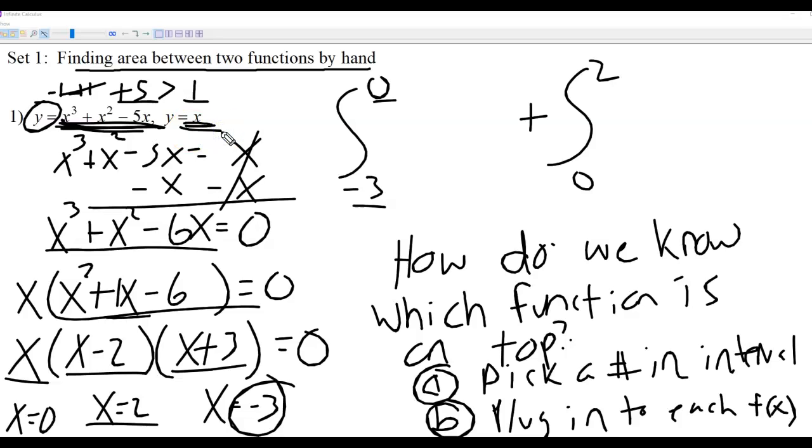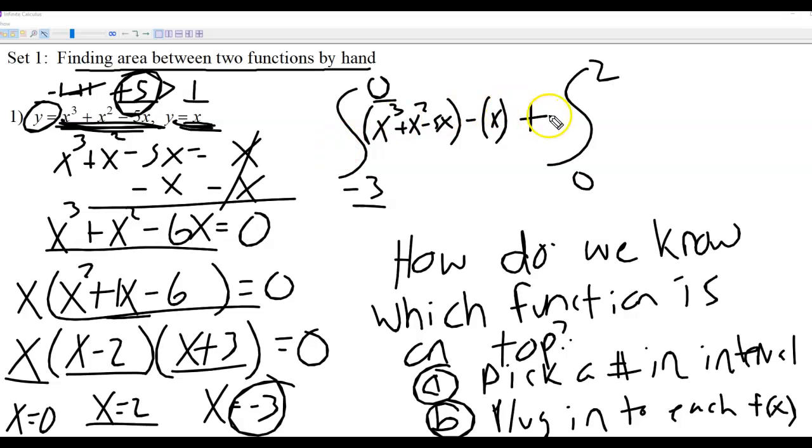Since my first function has a greater y value, that means it's higher than this one. So for this first integral, it's going to be x cubed plus x squared minus 5x first because it had the higher y value. And then we do minus the other function. By the way, it's probably a good idea to put those in parentheses. In this case it really doesn't matter, but it will on the next one.